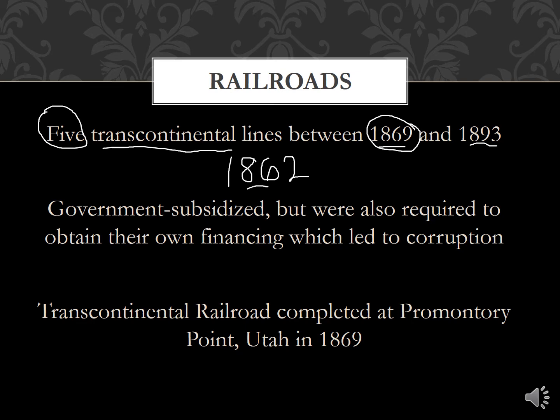Now, when this act was passed in 1862, the guidelines for how these transcontinental lines would be built were laid out in that law. And basically what they said is this would be a government subsidized project, but the companies were also required to obtain their own financing. So basically what you're going to have are companies that will emerge that will get government contracts. There are 2 major companies that get government contracts during this time period. One is the Central Pacific, and the other is the Union Pacific. That will be the first 2 railroad companies to get these government subsidized contracts.